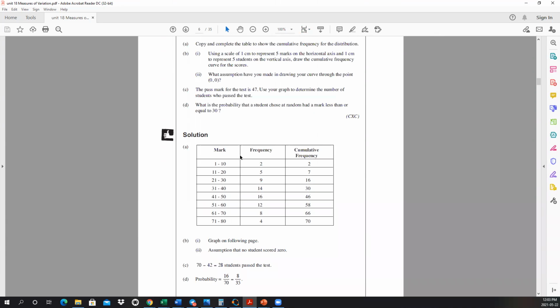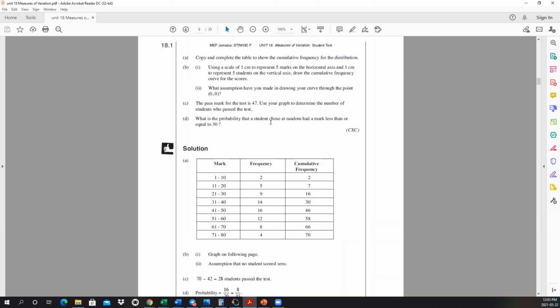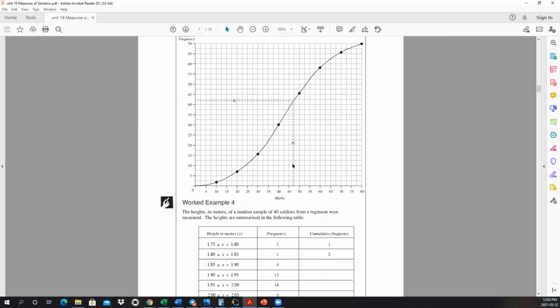Then it also says, what is the probability that a student chosen at random had a mark less than or equal to 30? So less than or equal to 30.